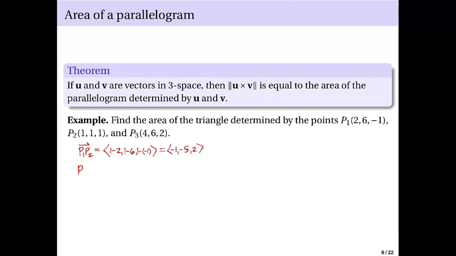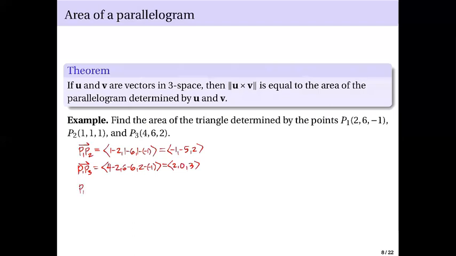And then next, you have P1, P3. So it's 4 minus 2, 6 minus 6, 2 minus negative 1. 4 minus 2, that's 2. 6 minus 6, that's 0. And 2 minus negative 1, that's 3.